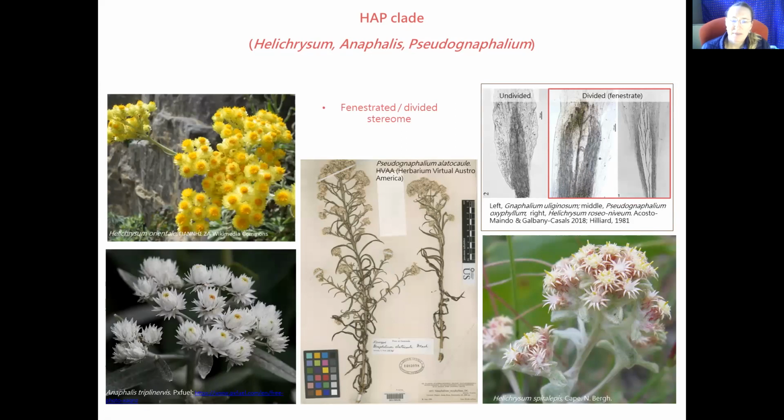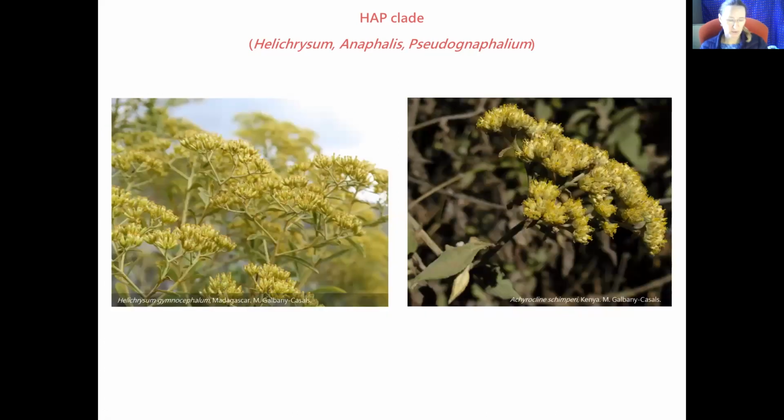But what's interesting about the Helichrysum clade is that there's a very strong morphological synapomorphy, which is that the stereome, this basal portion of the phyllary, is fenestrated or divided, which means there's a thin area around the veins, which is visible under the microscope when the hairs have been cleared away. And this is not found in non-Helichrysum clade members like Gnaphalium here, where, same image, there's just no fenestration there to the stereome. And here's some more illustrations of a Madagascan Helichrysum and a Chirocline from Africa.